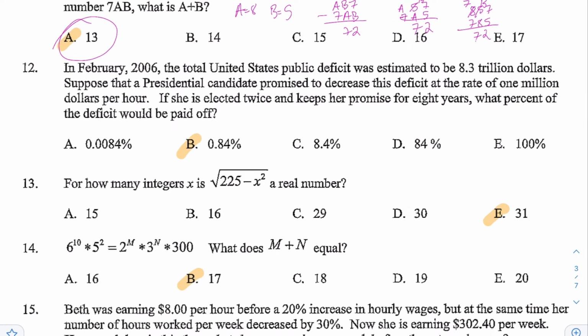Next for number 12, in February 2006, the total U.S. public deficit was estimated to be $8.3 trillion. Suppose that a presidential candidate promised to decrease his deficit at a rate of $1 million an hour. If she's elected twice and keeps her promise for 8 years, what percent of the deficit would be paid off? So in this case, you have the deficit is $8.3 trillion. And here you want to decrease this deficit. So you want to subtract 1 million an hour.